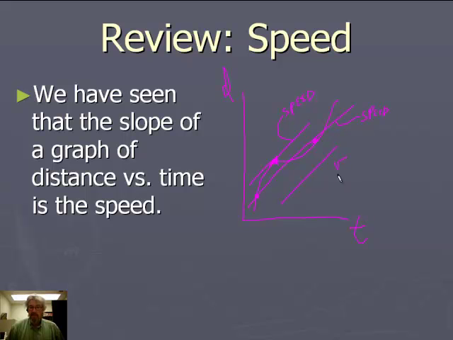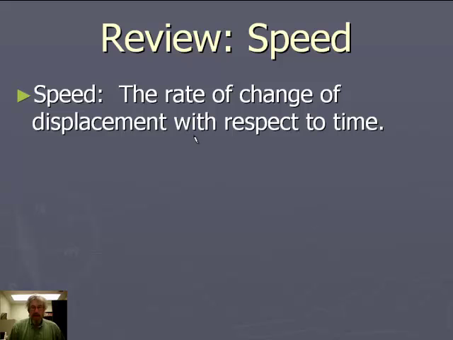Speed we often abbreviate with v, which is short for velocity, which we've seen is related to speed. So in terms of an algebraic symbolic equation, we can say speed or velocity, if you have a vector attached to it, is the change in distance or displacement with respect to time, delta d over delta t.